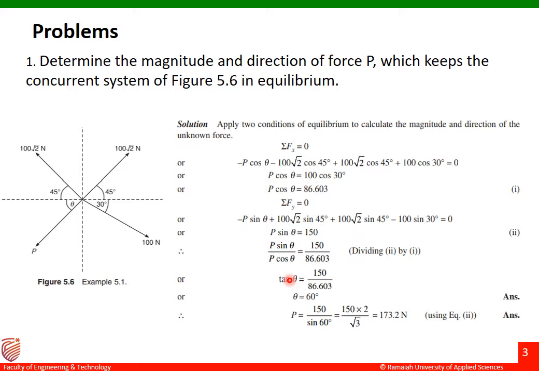That is, P is equal to 150 divided by sine 30. So let us substitute the value theta equal to 60 degrees in equation number 2. So 150 divided by sine 60, we are going to get the answer as 173.2 Newton. So this is the value of P, which gives this concurrent force system in equilibrium.